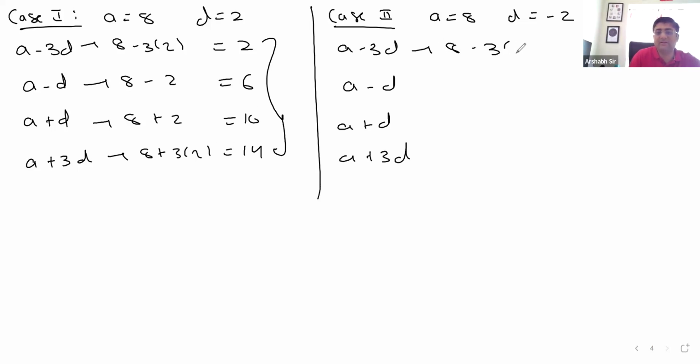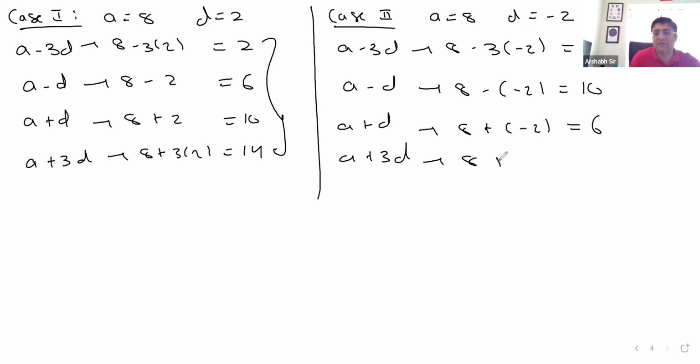Perfect है. Next, a minus 3d, a minus d, a plus d, and a plus 3d. So a minus 3 times -2, ये हो जाएगा exactly जो सीक्वेंस है ना उसका उल्टा आ जाएगा. 14, 10, a plus -2 is 6, 8 plus 3 into -2, that is 2. So we'll give the answer over here. हमारा आंसर क्या है? It is 2, 6, 10, 14.